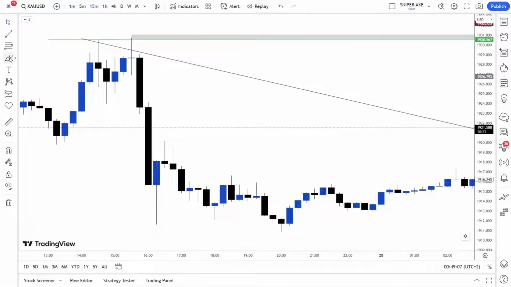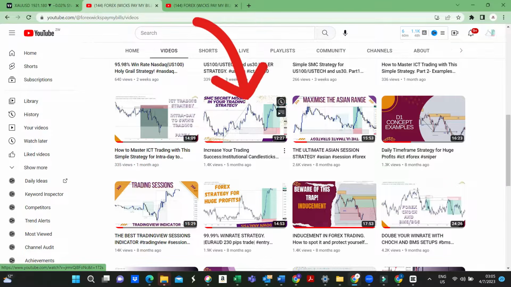You take your risk from this high, then you count only 30 pips to any point or to a region above this wick, just to that wick, 30 pips from here to there. I explained this concept in that video, that is in this channel, right?